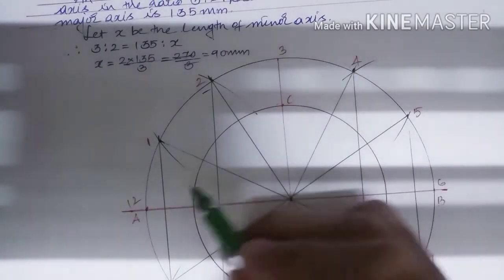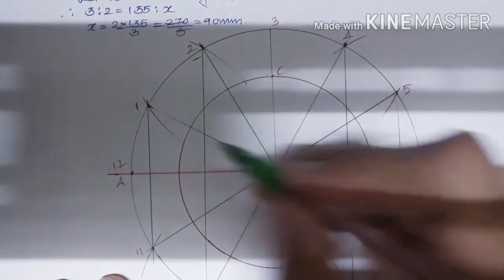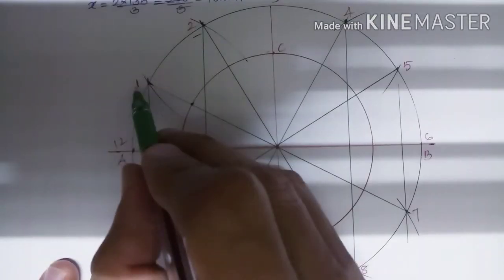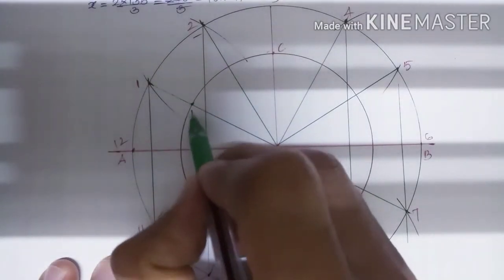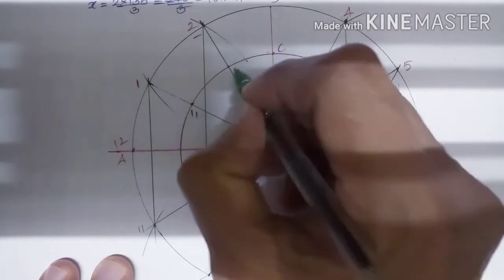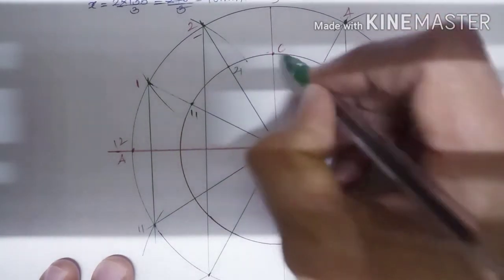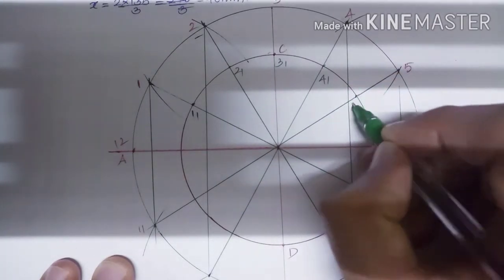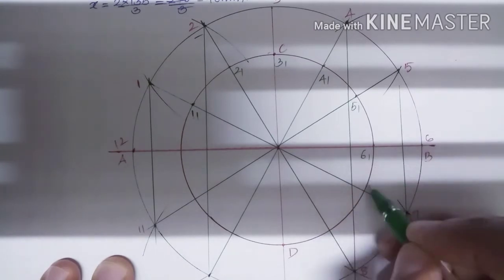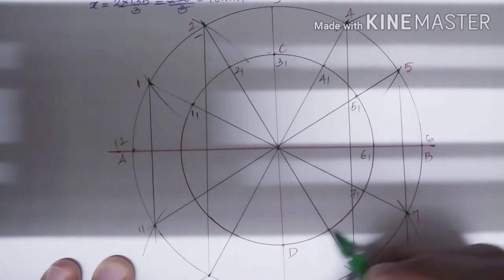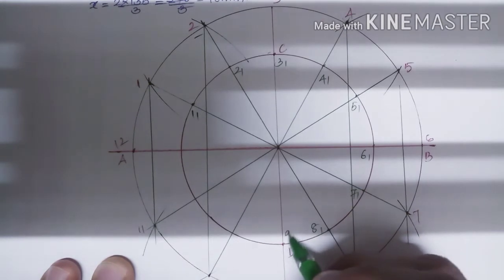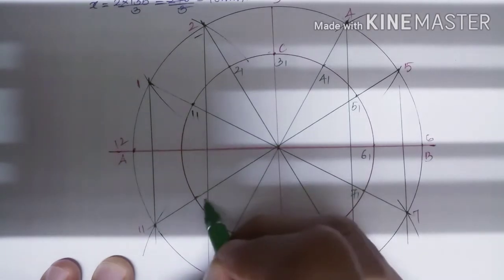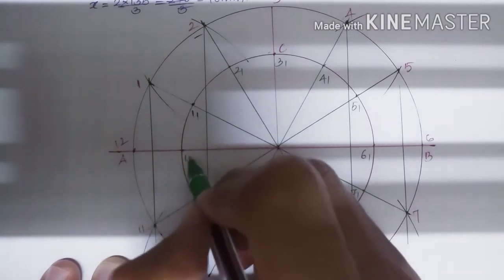So here on the smaller circle, on the circumference of the smaller circle, you are getting the points. Here it is marked as 1. Here you have to mark it as 1 1. This is 2 1, this is 3 1, 4 1, 5 1, 6 1, 7 1, 8 1, 9 1, 10 1, 11 1, and this is 12 1.